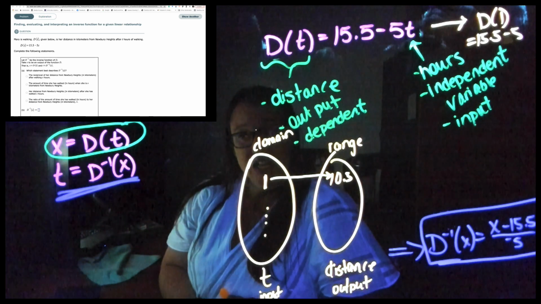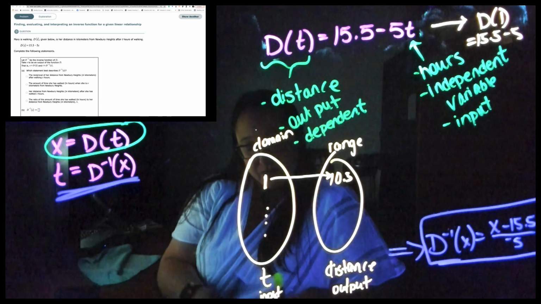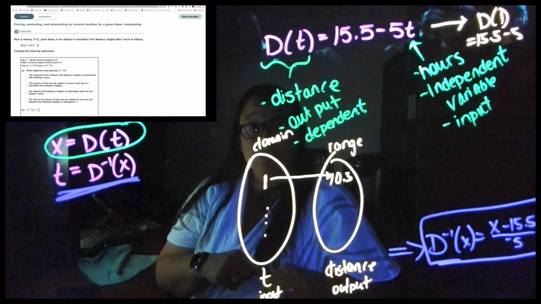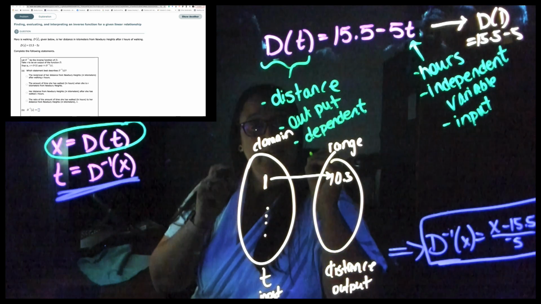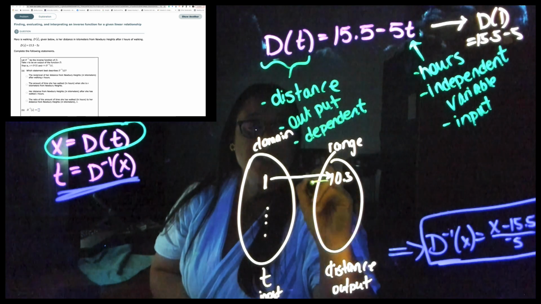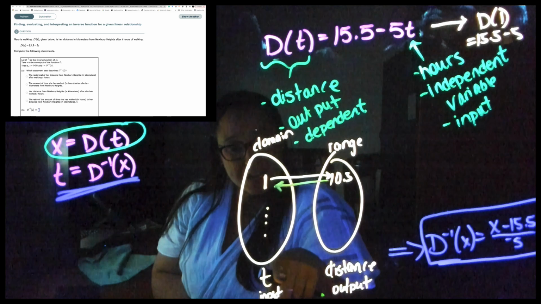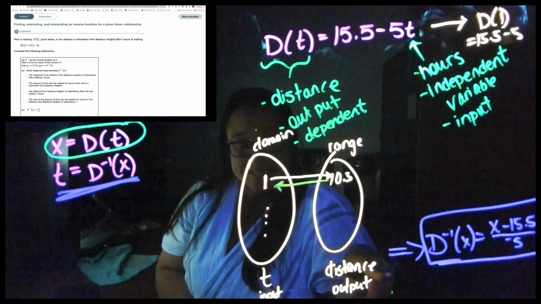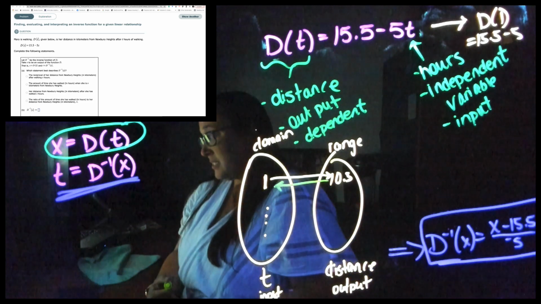Now, I found the inverse here. So if I found the inverse, what happens? Your domain and your range, they switch. So now, when I find my inverse, I'm going backwards. My time is now a function of my distance.